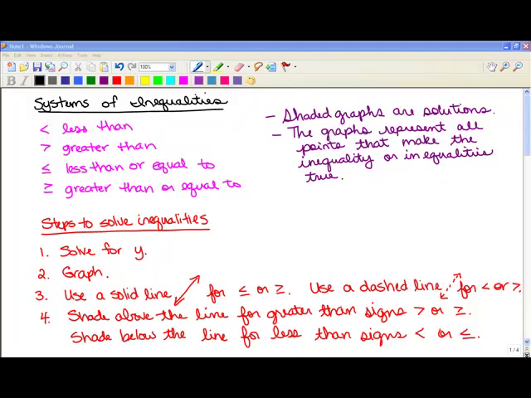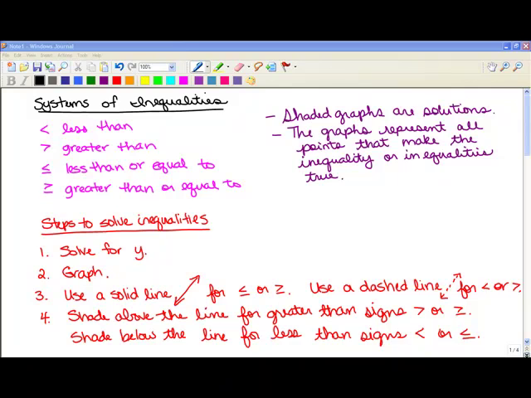An inequality is similar to an equation, but contains symbols of less than or greater than, less than or equal to, and greater than or equal to. The solutions for inequalities will be shaded graphs. These graphs represent all the points that make the inequality or inequalities true.